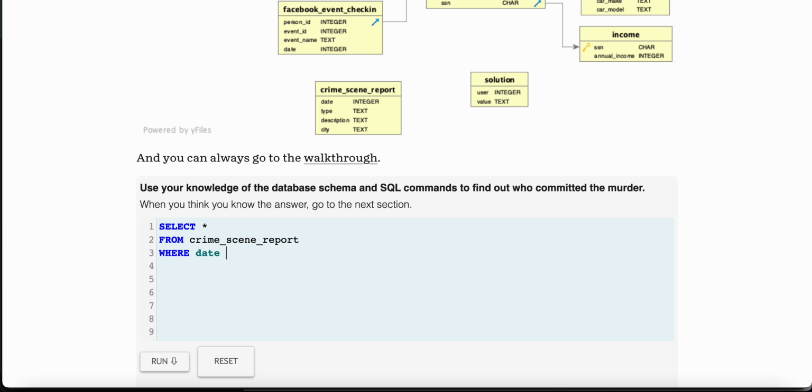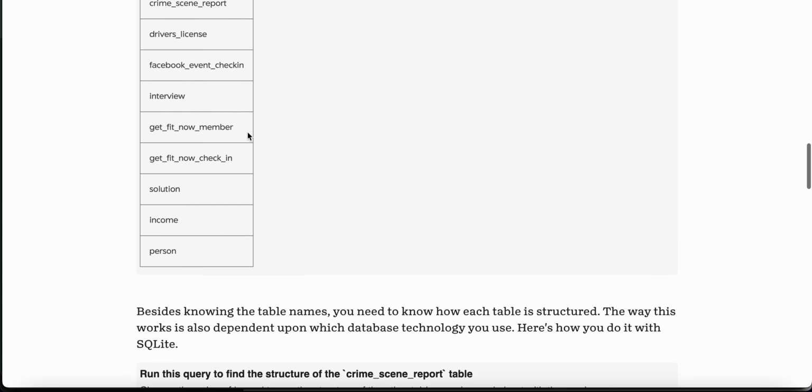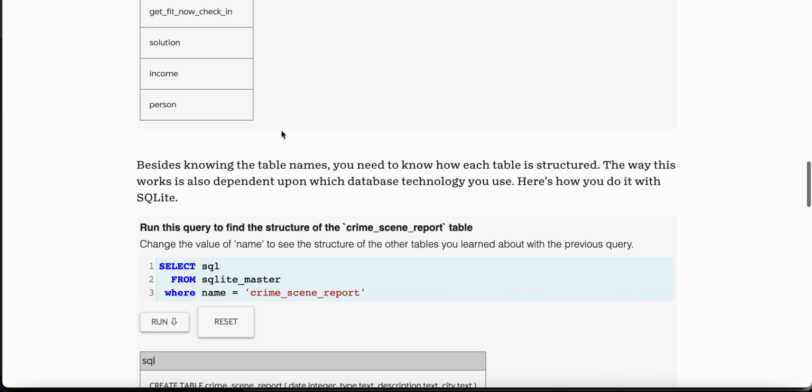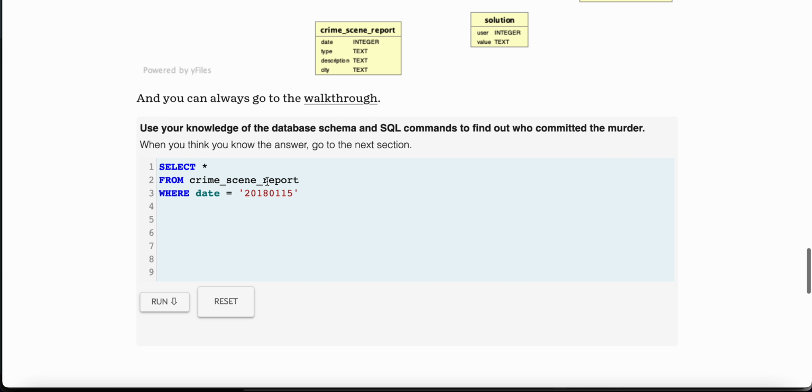We have that the date is 2018 01 15. You might ask, where did I get that from? It is already given in this question: 15 January 2018, and you know how you write a SQL date: you write the year first, the month, and then the date. And we are taking it from the city.